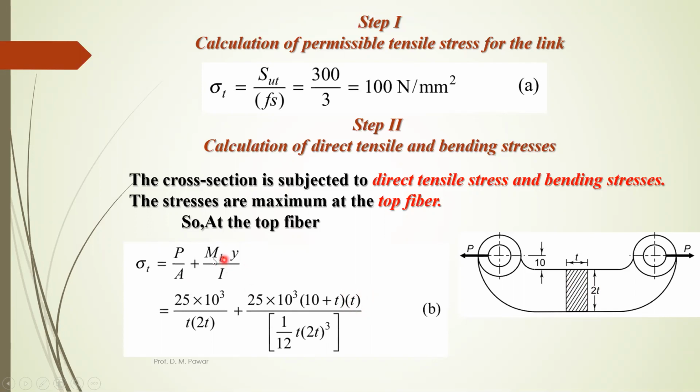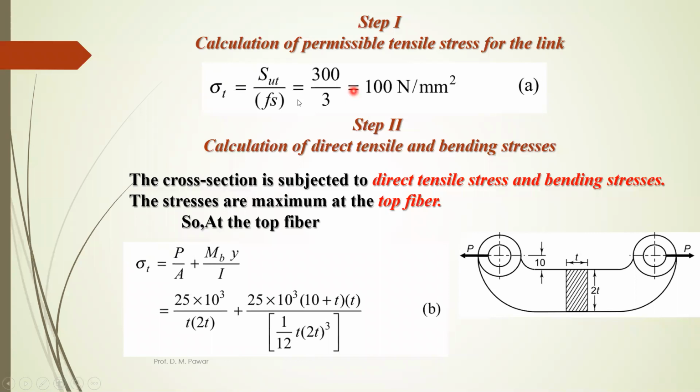And how to find I? Area moment of inertia for a rectangular section is b d cube by 12. Here b is the t value and d is the 2t value. So t into 2t cube divided by 12. This gives equations A and B.